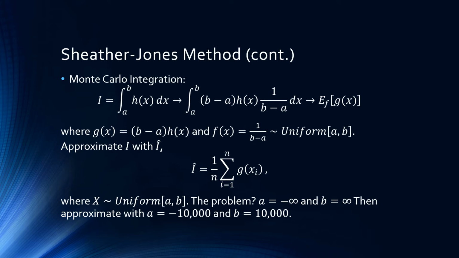So we have an integrand of some function h, right? But instead of finding that out, we're going to approximate it by changing it to some expectation of some function g with respect to f, where f is some uniform. And so the only issue in our situation is that the bounds are infinite, right? So we're just going to approximate them using large numbers, -10,000 and +10,000.